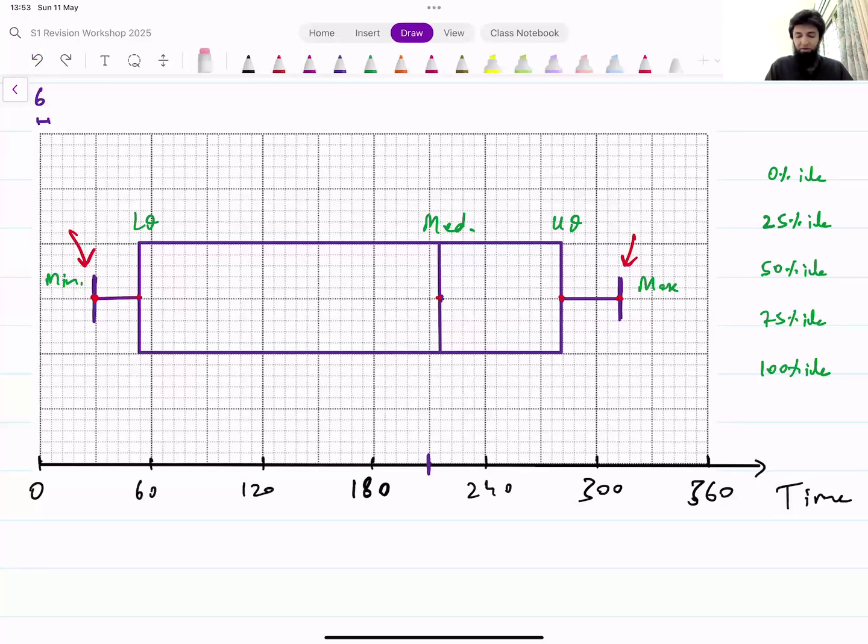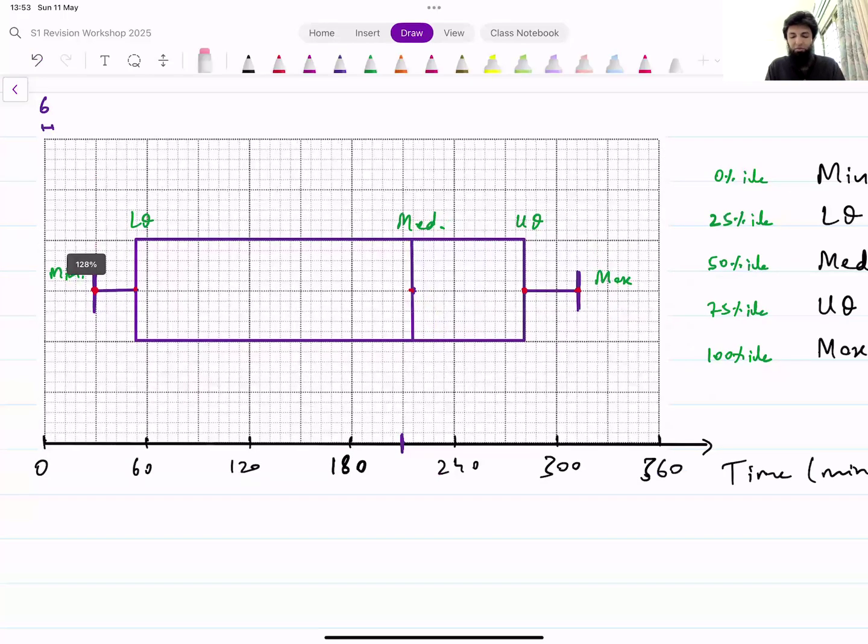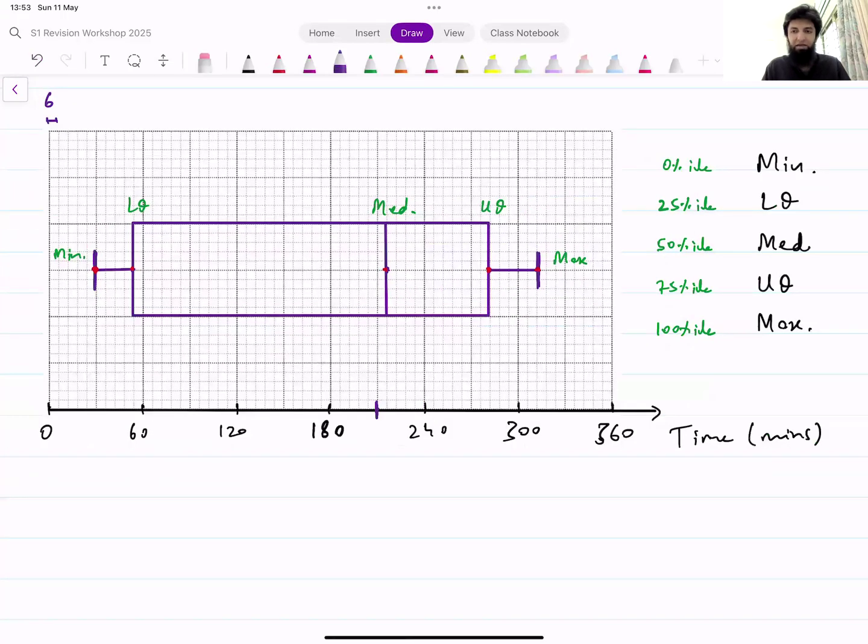Using this box and whisker plot, you can see again how the data is distributed, how much spread, how much variation there is in the data. If there's any skewness in the data, for example, in this case, the median is on one side, the data is skewed. In this case, the data is skewed towards one side.